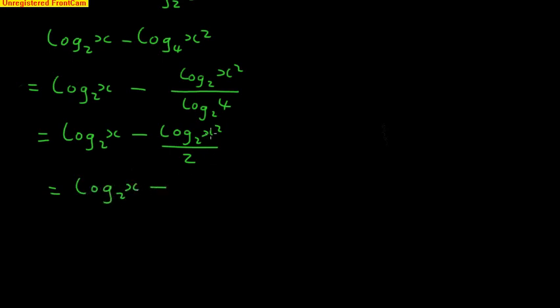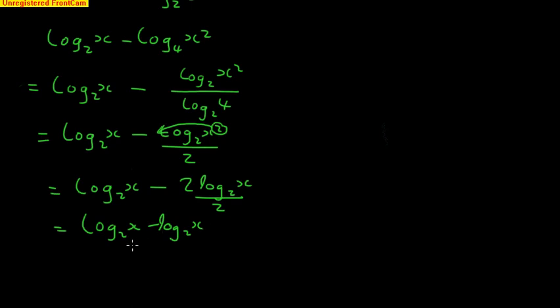Next, now instead of x squared here, I'm going to take that index, the 2, and I'm going to bring it to the front. 2 log to the base 2 of x, all divided by 2, and the 2's divide out, so 2 divides into 2 once, and I get log to the base 2 of x minus log to the base 2 of x, which of course equals 0. And that's those two done.